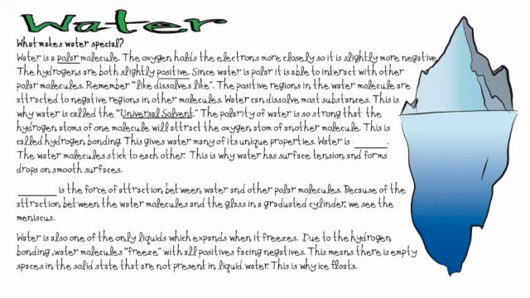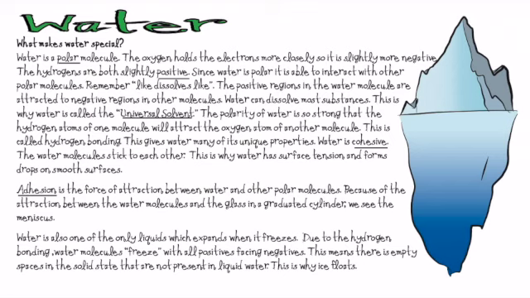The polarity of water is so strong that the hydrogen atoms of one molecule will attract the oxygen atoms of another molecule. This is called hydrogen bonding. This gives water many of its unique properties. Water is cohesive. The water molecules stick together. This is why water has surface tension and forms drops on smooth surfaces. Adhesion is the force of attraction between water and other polar molecules. Because of the attraction between the water molecules and the glass in a graduated cylinder, we see a meniscus.